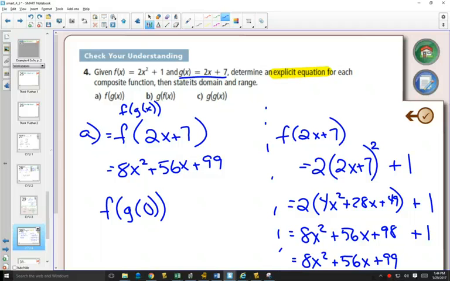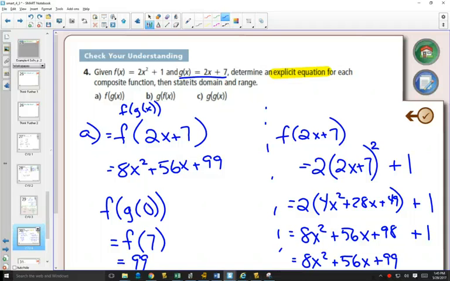So we're going to see, did we make a mental math error along the way or not? If I did f of g of 0, what happens when I plug in 0 into g of x? I get 7. So this would be f of 7. If I squared 7, that's 49. 49 times 2 is 98. Plus 1 is 99. It appears from checking that one number that it's the same. We could check other numbers to make sure, but it looks like we do have the correct equation in our math.